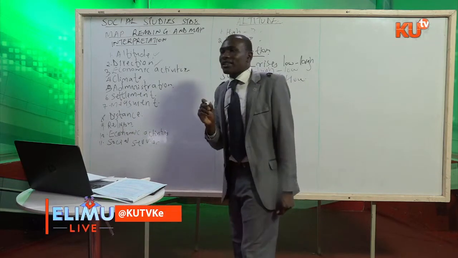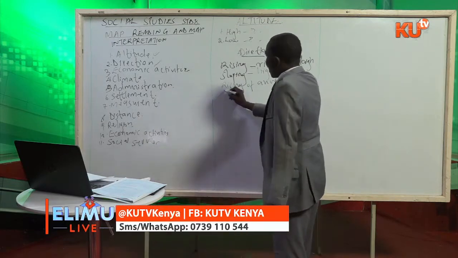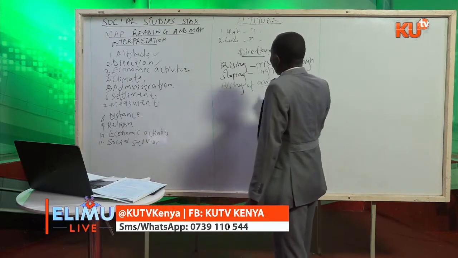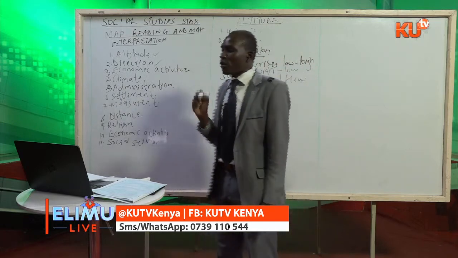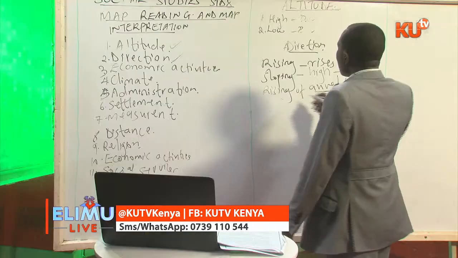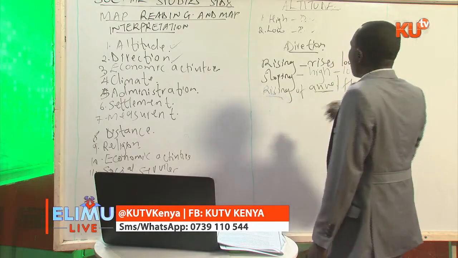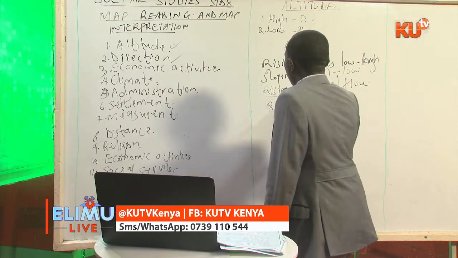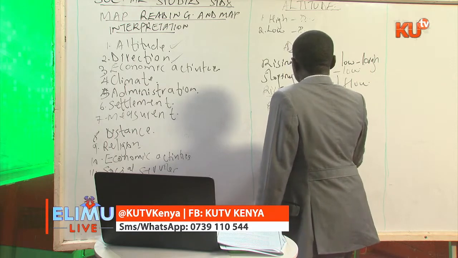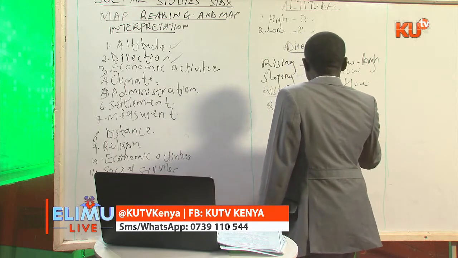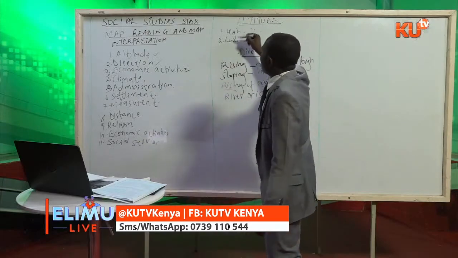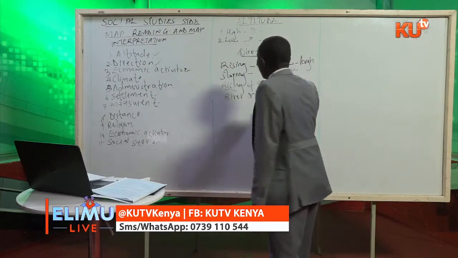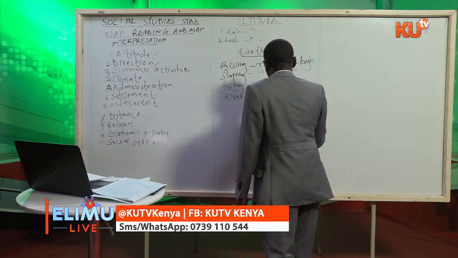I want you to note that a river does not slope, it rises. A river does not slope, it rises. So examiners will ask you the rising of the river. Rivers always rise from a high land. Remember, we have already covered how you can know high and low land. So a river always rises from a high land.